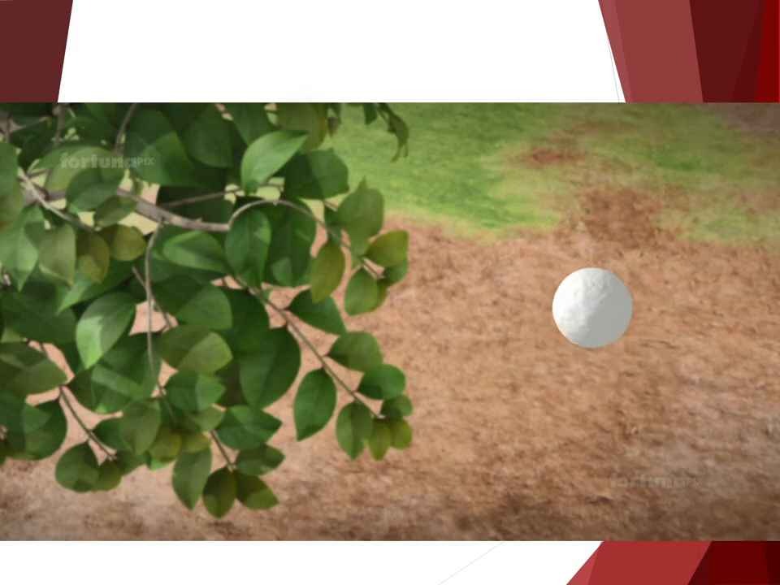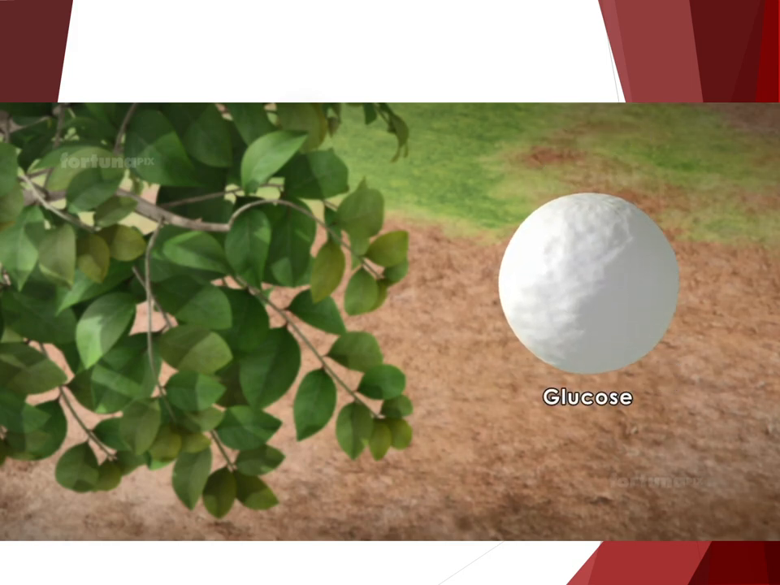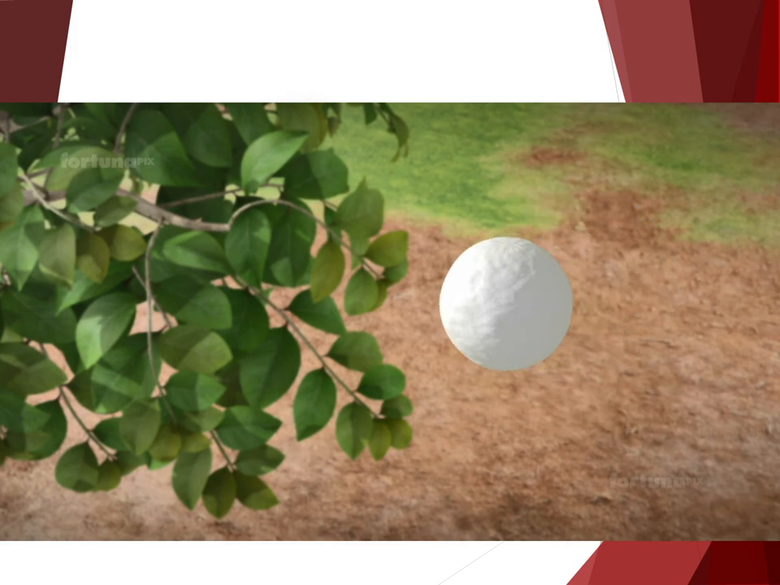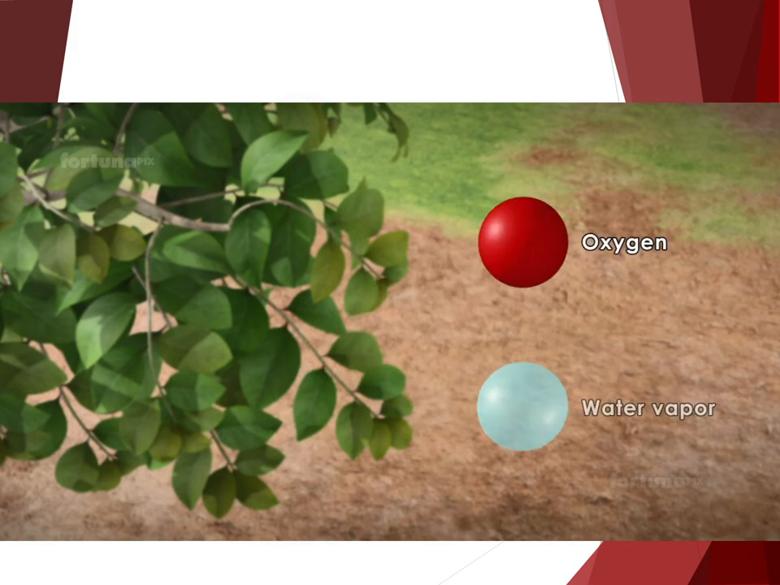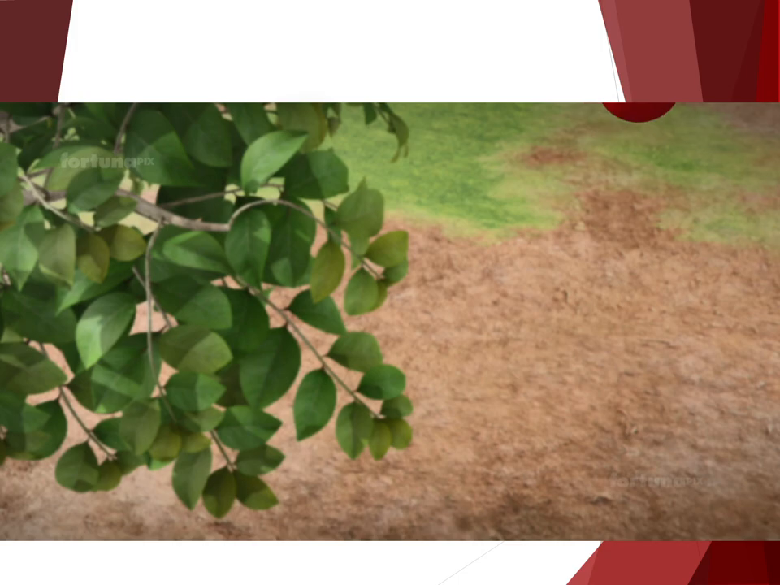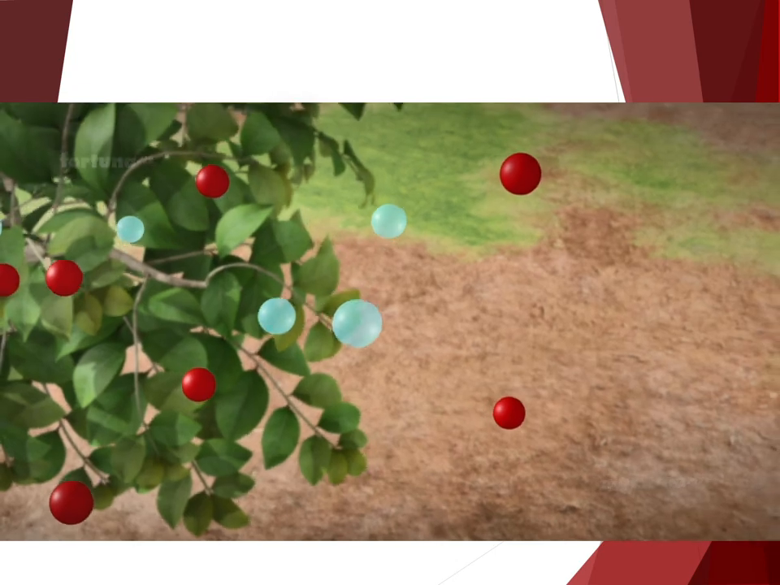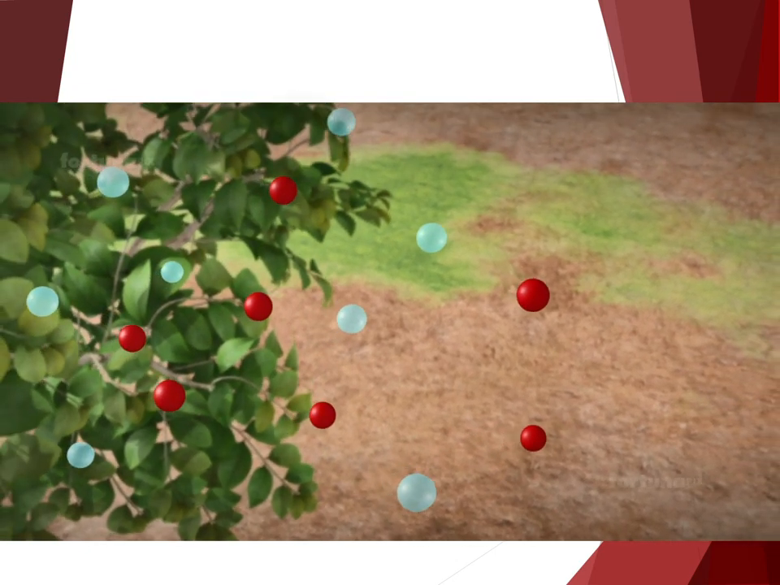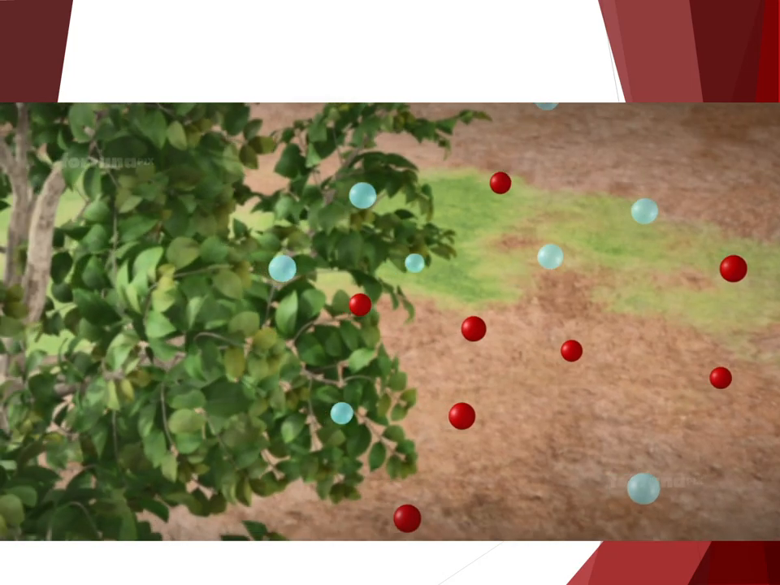The chlorophyll in the leaves will absorb energy from the sunlight and use it to convert carbon dioxide and water into a food known as glucose, which is a kind of sugar. The glucose will provide energy that can be used by the plant. Along with glucose, oxygen and water vapor are also produced. The glucose remains in the plant, while the oxygen and water vapor will move out of the leaves through the stomata and into the atmosphere.